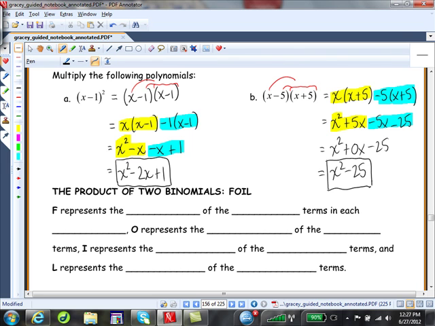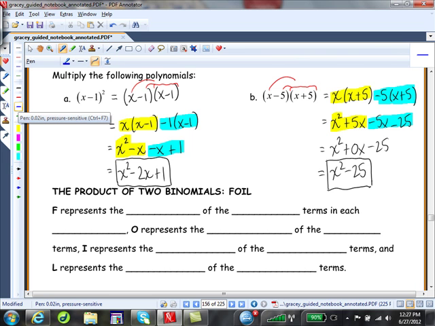And then part B, we use this all the time. This is the result, okay, is the difference of two squares, right? So that's a special product. Okay, so here we go.